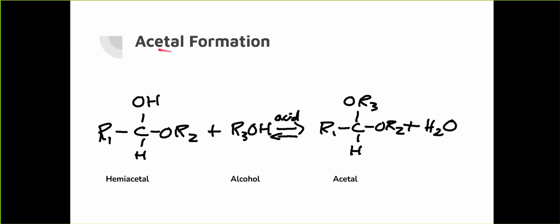And you form acetals from hemiacetals. So here we have RCOH OR2, the R1 over here. If you react that with an alcohol in the presence of acid, then you're going to get a dehydration basically. You're going to pull water off and you're going to lose this hydrogen here. Here, let me draw this again.